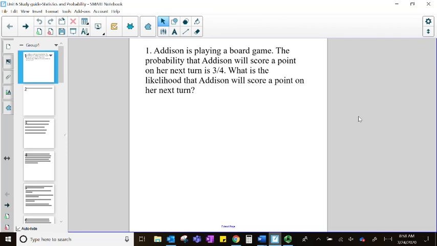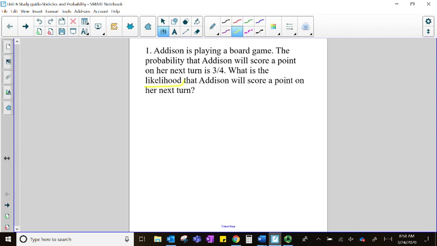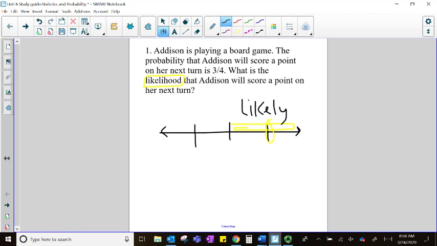So here we have number 1, Addison is playing a board game. The probability that Addison will score a point on her next turn is 3/4. What is the likelihood that Addison will score a point on her next turn? So that means look at the probability line and see where 3/4 falls, and we see that 3/4 will be in this section here, so it is a likely probability that she will score a point on her next turn.